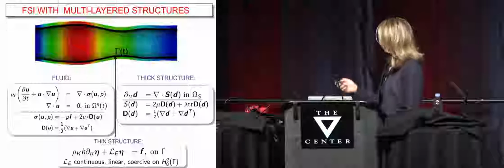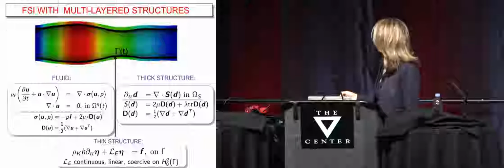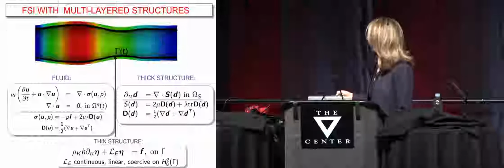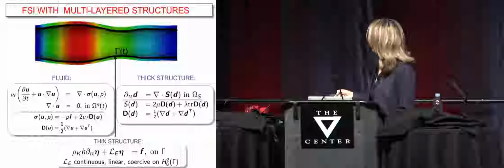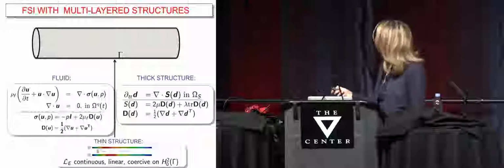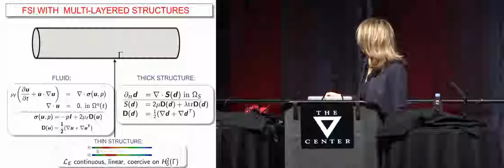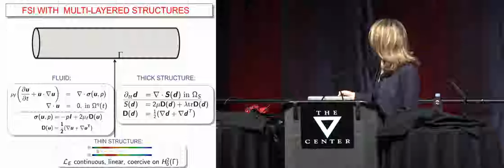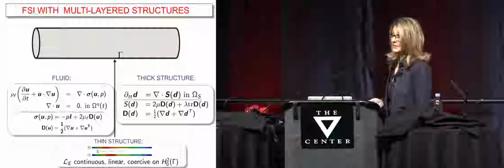The thin structure, whose current location we will be denoting by gamma of T, will be modeled using the thin structure reduced models of shell or membrane. So, for example, a general form these models take is this. If I denote by eta the displacement from the reference configuration gamma, which is just this straight cylinder, I have the shell density rho k, k is for Koiter, h is the thickness. I have mass times acceleration plus the sum of forces coming from the elastic energy of the structure is balanced by the forces acting on the thin structure.